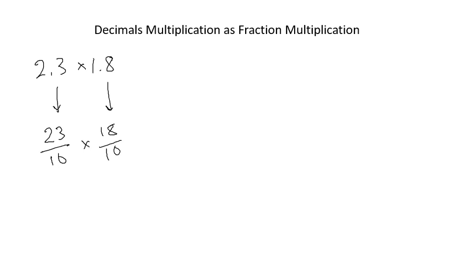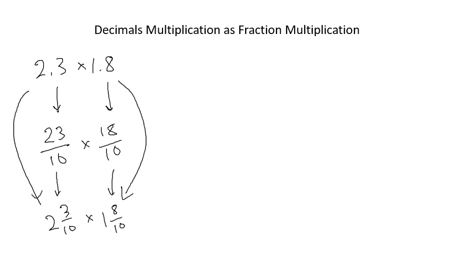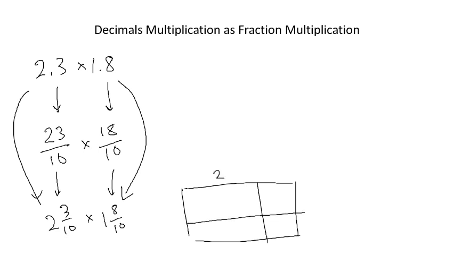Now, if we wanted, we could also convert these into mixed numbers and make these 2 and 3/10 times 1 and 8/10, or we could even skip the improper fraction completely and go straight to the mixed number. And we've looked at models for doing this already. We've already seen how we could set this up. We know this is our 2 and 3/10. This is our 1 and 8/10.